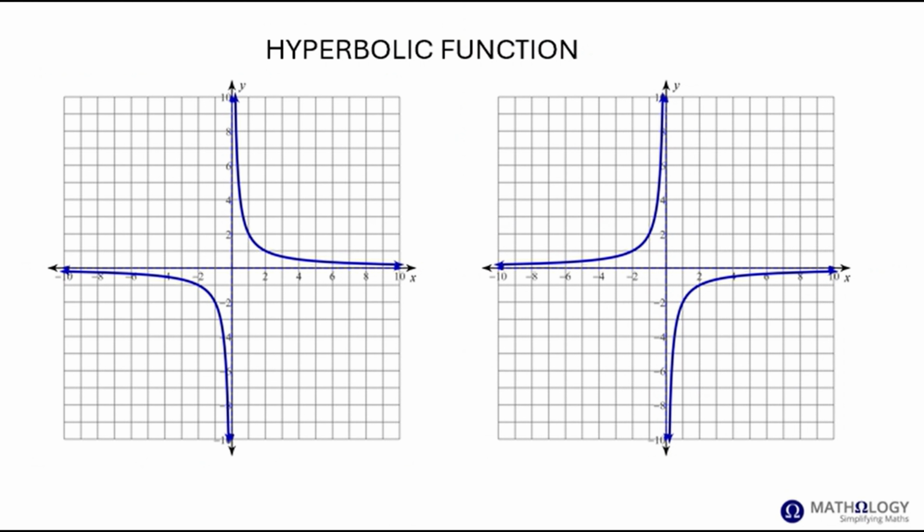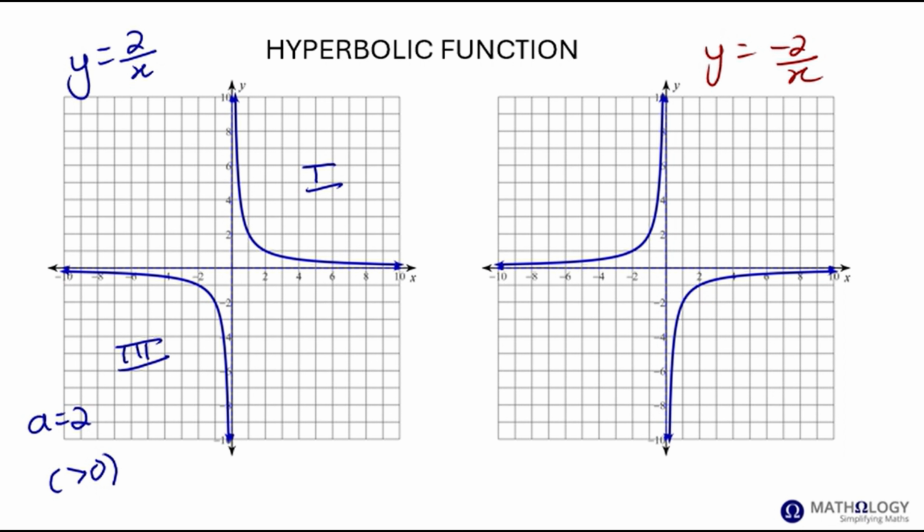So we have two hyperbolae here. The first one, this function is y equals 2 over x. a equals 2, which is clearly greater than 0. So the function lies in quadrants 1 and 3. And this function over here is y equals minus 2 over x. a equals minus 2, which is clearly less than 0. The function lies in quadrants 2 and 4. So that's the general shape of the function y equals a over x.